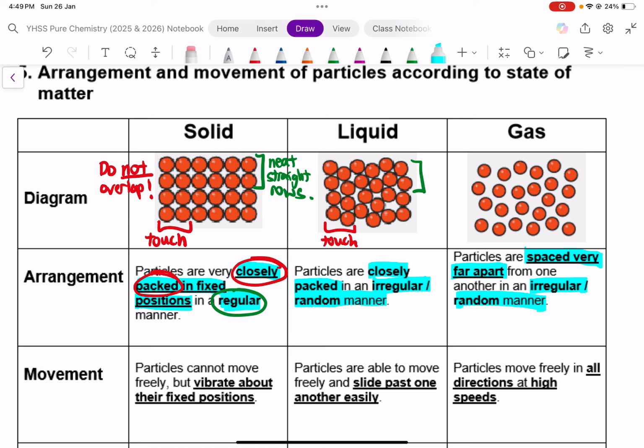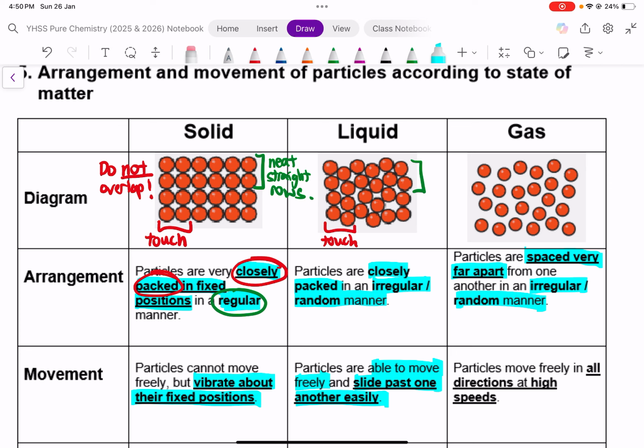So in a solid, the particles cannot move freely. What that means is that the particles cannot move out of their positions, but they can vibrate about their fixed positions. So the particles are still moving in a solid, just that it's a vibration about fixed positions. In a liquid, the particles are now able to move freely and they slide past one another easily. So the motion is sliding past one another.